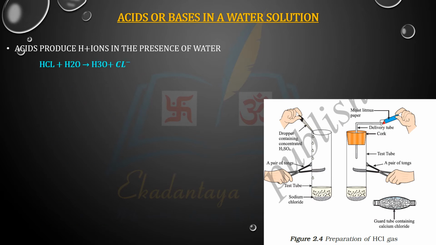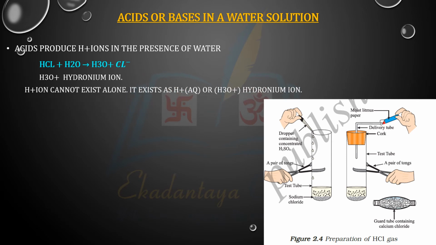HCl plus H2O gives H3O plus and Cl minus. Here H3O plus is the hydronium ion. H plus ion cannot exist alone. It exists as H plus aqueous or H3O plus, the hydronium ion. H plus plus H2O gives H3O plus.